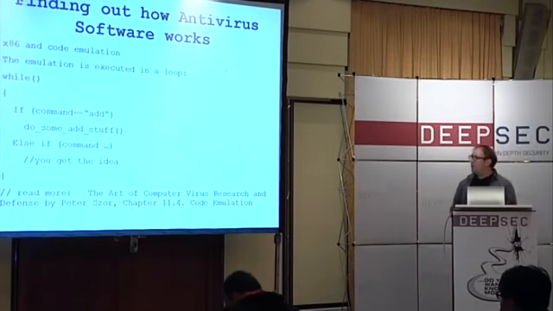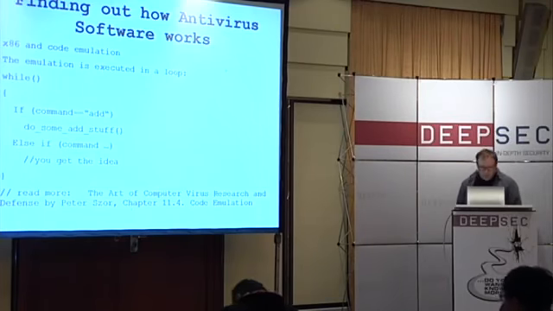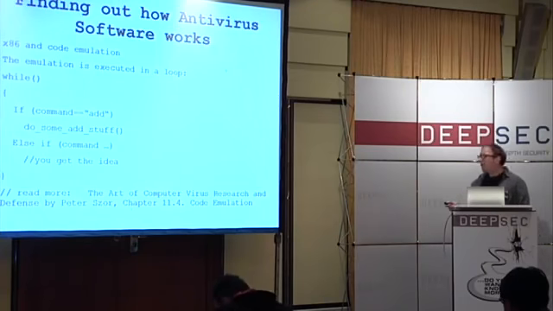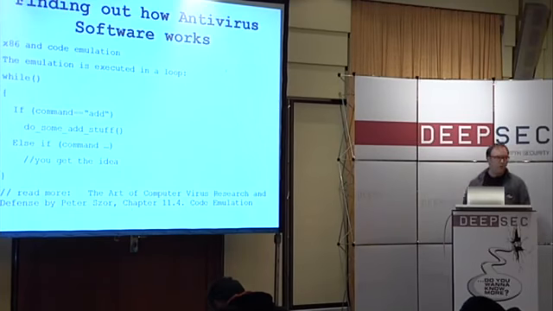Generally, code emulation works in a big loop. One command after another is executed there in the emulator. If you want to know more about this, you can read the excellent book by Peter Szor, The Art of Computer Virus Research and Defense, which will explain more about this, but I think the concept here is pretty obvious.